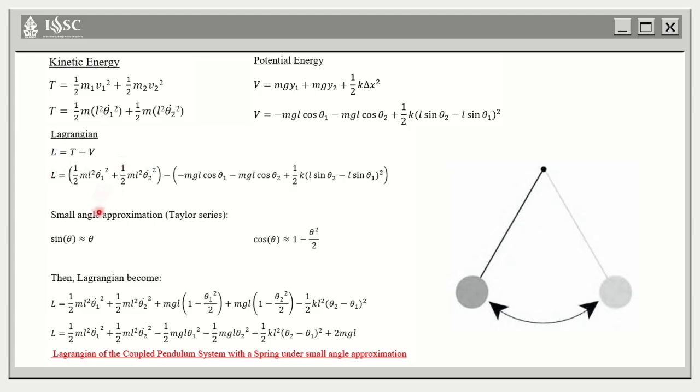And then we can use the small angle approximation using the Taylor series, where sine theta is equal to theta, and cosine theta is equal to 1 minus theta squared over 2. If we use this approximation, we can have the value for the Lagrangian here. This is the Lagrangian of the coupled pendulum system with a spring under small angle approximation.